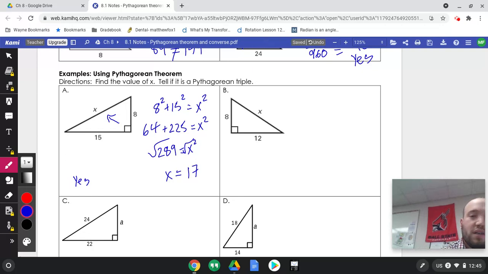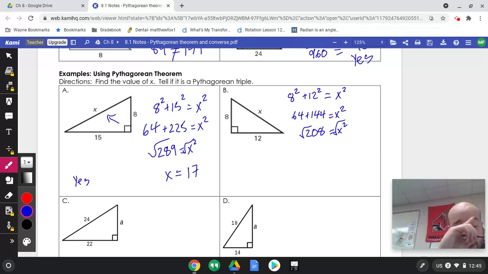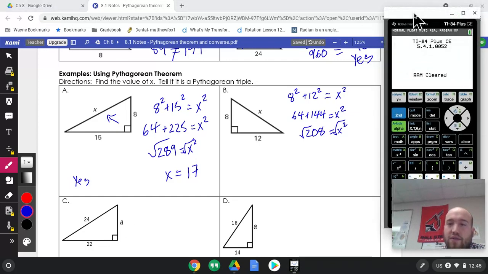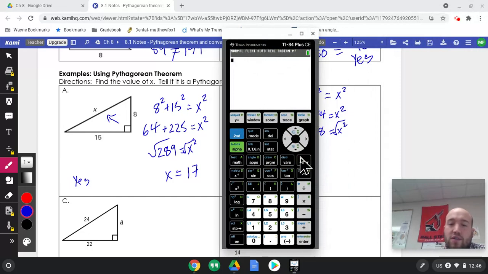Now your next one. Here we want to do it again. So 8 squared plus 12 squared. It's still the c that we're looking for, equals x squared. So 64 plus 144 equals x squared. 208 equals x squared. We take the square root of both of those. Now, the square root of 208. This is not a perfect square, okay? And the way we can check that, I know some of you have this calculator, some of you don't, but if you take the square root, so second over here, square root of 208, and I hit enter, you see that doesn't come out to a whole number, okay? So it's not a perfect square.